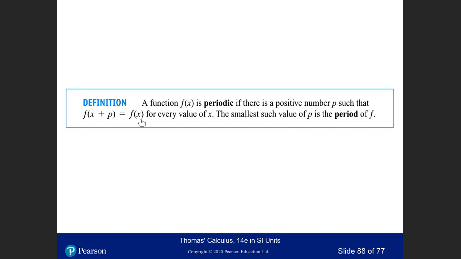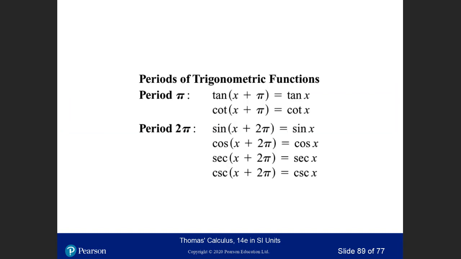So call such functions periodic with period p. Okay, so the period is important. Now let's look at the periods of some functions. Tangent is periodic with period pi. Cotangent is the same. Sine is a periodic function with period 2 pi.